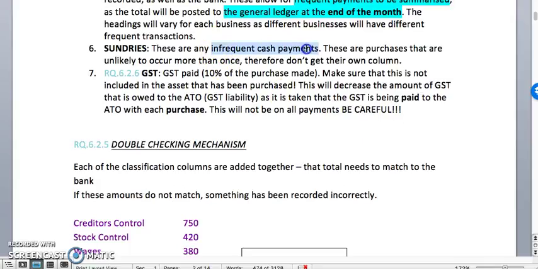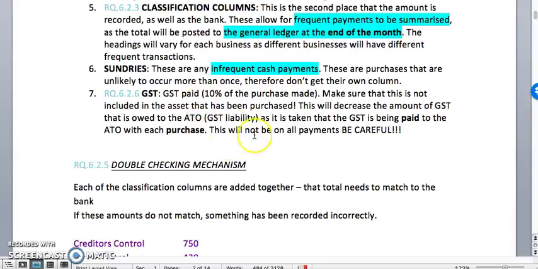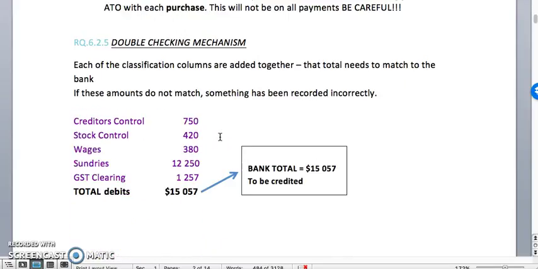Sundries infrequent cash payments purchases are unlikely to occur more than once, and therefore don't get their own column. If they occur regularly in the business, you want them to have their own classification column. And then the GST. So again, we have a double checking mechanism. We add up all the classification columns, including sundries, and then that's our total debits for this, and that has to equal the amount that's going out of the bank. So we need to be able to double check to make sure that we've got everything recorded. If you do this at the end of every time you post a cash payments journal, you should ensure that you aren't missing anything.